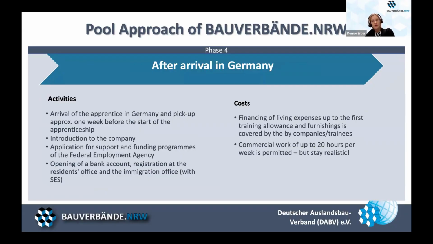Then we come to the phase of what happens after arrival in Germany. After arrival, the apprentice is usually picked up by an employee from the company, usually 1 week before the start of the apprenticeship, because earlier wouldn't make sense. With a visa, they are not allowed to work before the contract starting date or the trainee starting date. So we also advise that they don't come too early to Germany, because they wouldn't be able to do anything.